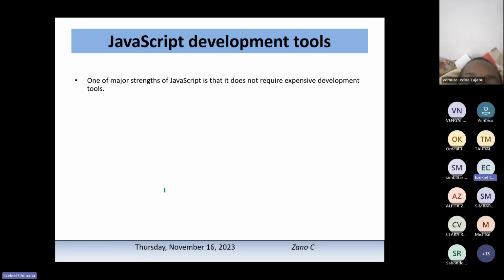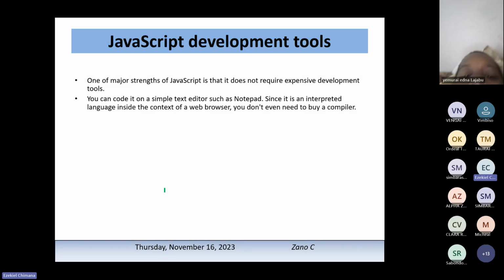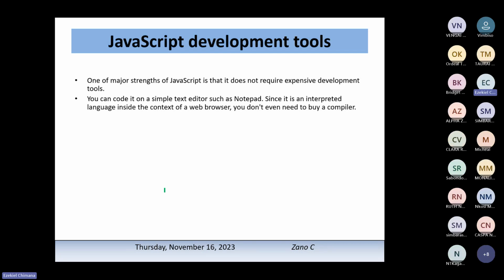So JavaScript development tools, what do you need? One of the major strengths of JavaScript is that it does not require expensive development tools. You can code in a simple text editor, such as Notepad, since it is an interpreted language inside the context of a web browser. You don't even need to buy a compiler. You don't need to install a server to run JavaScript. It's just instant for you to run. The browser is always ready to run the JavaScript code, just like that.